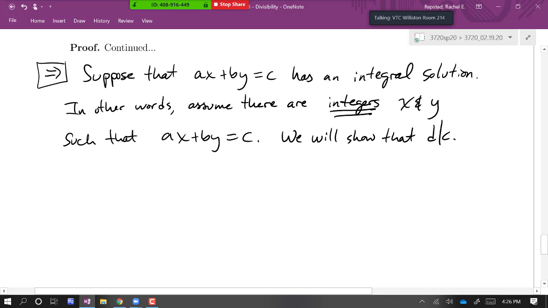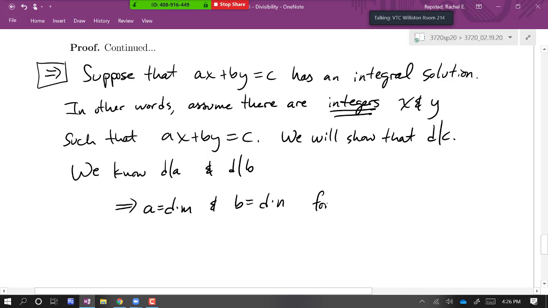We know that D divides A and D divides B because it is the greatest common divisor. So we know D divides A and D divides B. That means that A is equal to D times M and B is equal to D times N for some integers M and N.